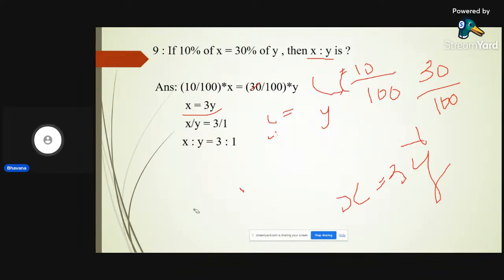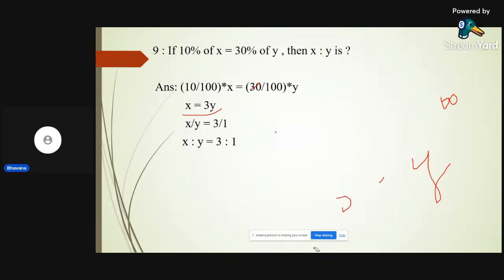So next, do it for the 20% of x and 40% of x. Just comment the answer, what we will get, the x value and y value.